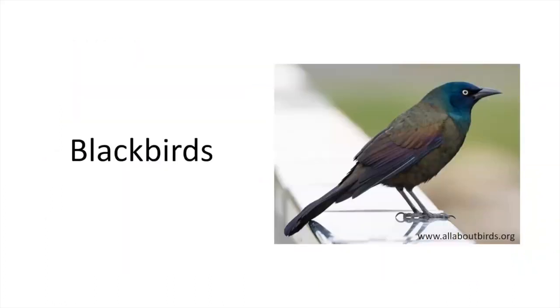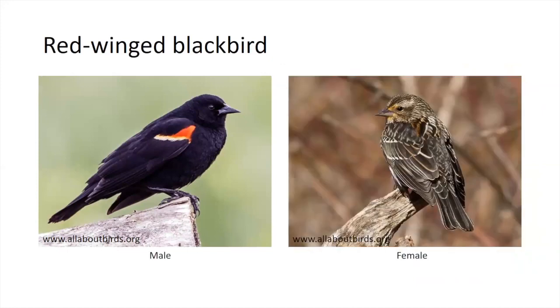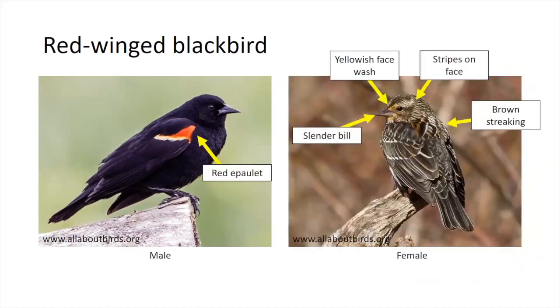Next are the North American blackbirds. The first one is red-winged blackbird. He's pretty easy to identify. He has a red shoulder and is otherwise black. She's a bit more difficult to identify.